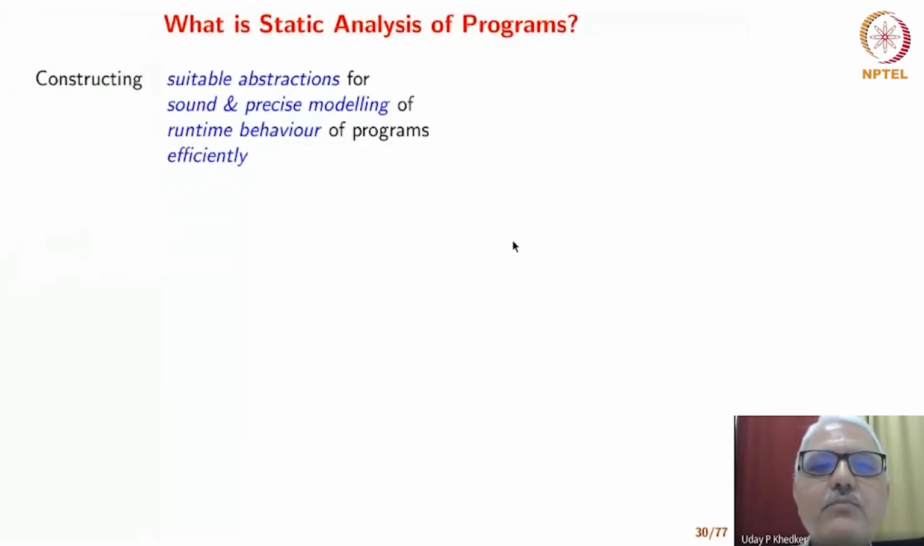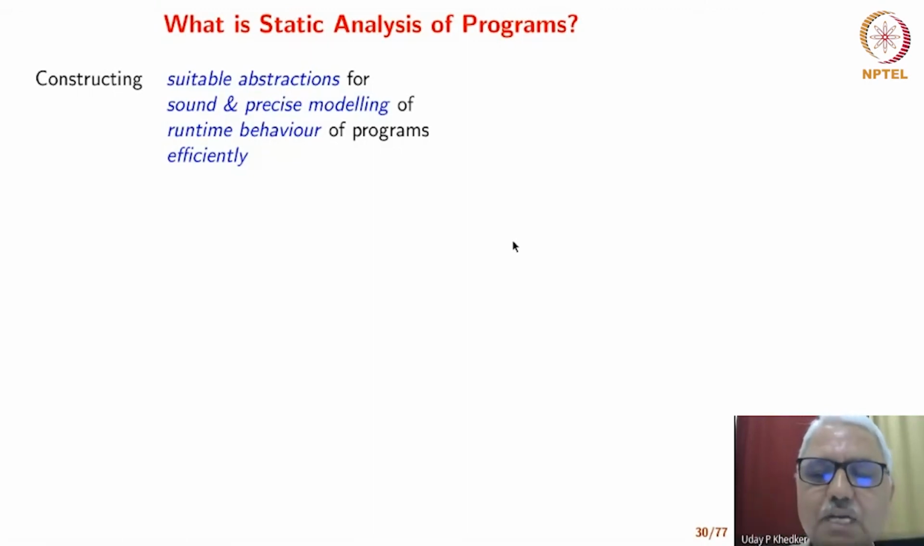So coming back to the most important question, what is static analysis of programs? Static analysis involves building suitable abstractions for sound and precise modeling of runtime behavior of programs efficiently. I haven't put the word scalability here, but I think I should. Each and every adjective used here in the blue font is very important. First of all, we have to build abstractions. We can't be dealing with actual programs. We have to throw away a lot of information and focus on the information that is useful to us.